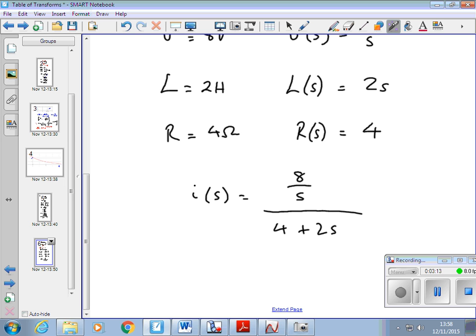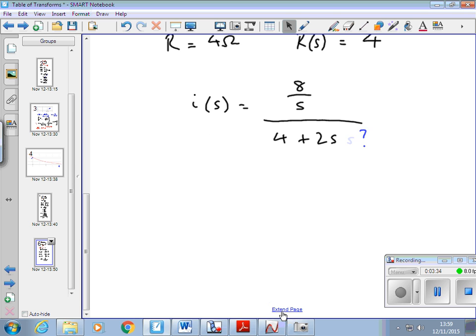Again, I don't like that S being underneath here at the top. I want to get rid of that. So if I times top and bottom by S, I would get rid of that S on the top. Yes, then I get an S squared, good point Luke, on the bottom, which I don't want, okay? So what I do is this. I of S equals 8 over S times 4 plus 2S.